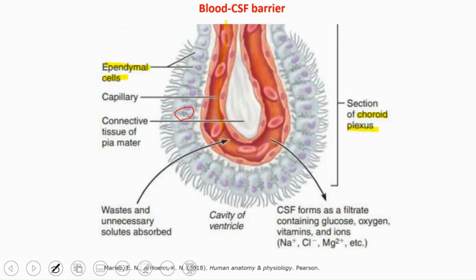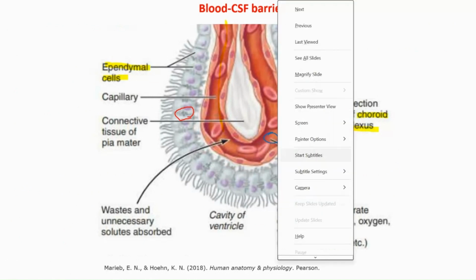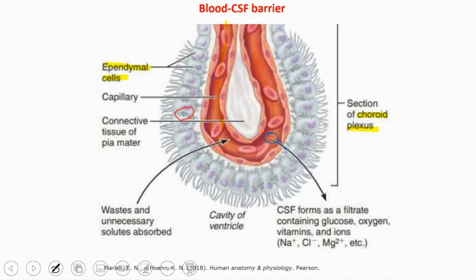What does that mean? We said that the CSF is derived from blood plasma, right? So this is the blood plasma. I'll change the color. This is the blood plasma. The blood plasma will diffuse through the capillary as it is permeable, and then it reaches here through the ependymal cells. But because we have these tight junctions, only specific ions and molecules will diffuse through to the CSF pool, within the cavity of the ventricle.